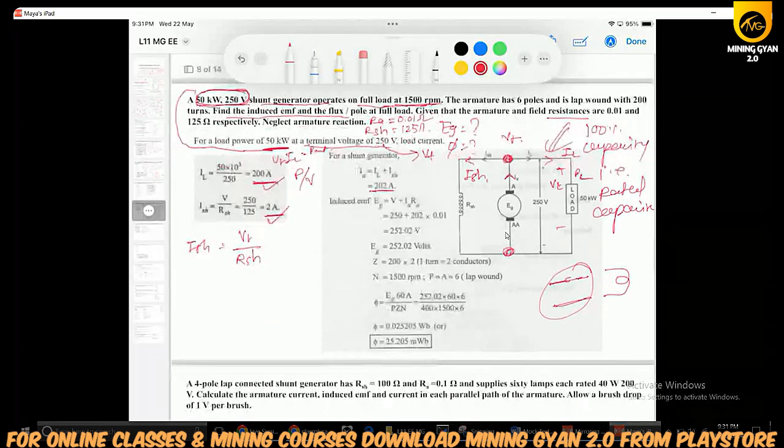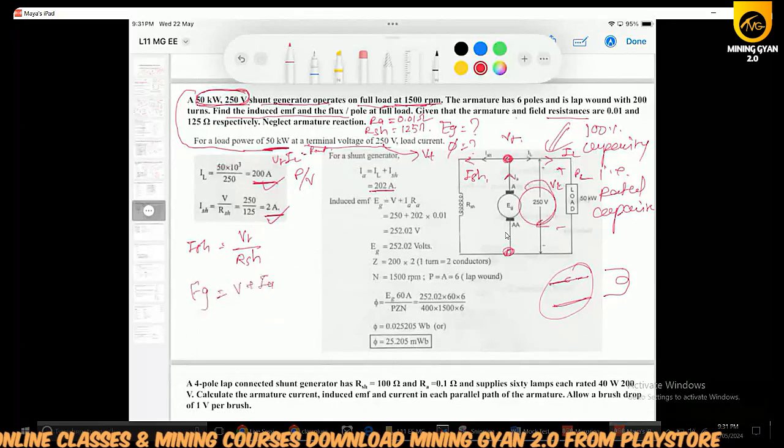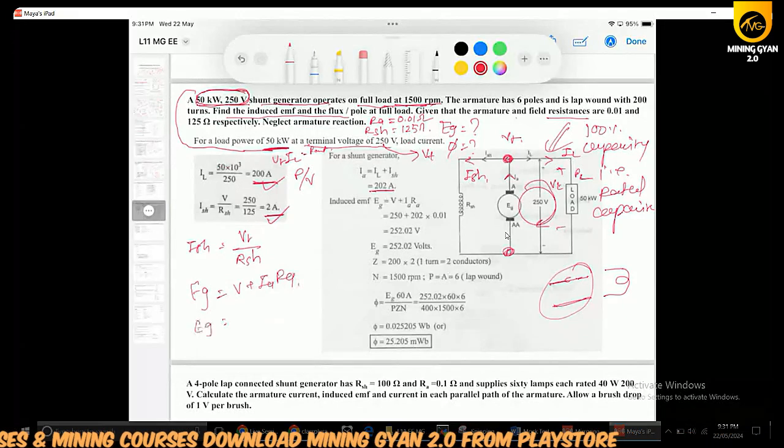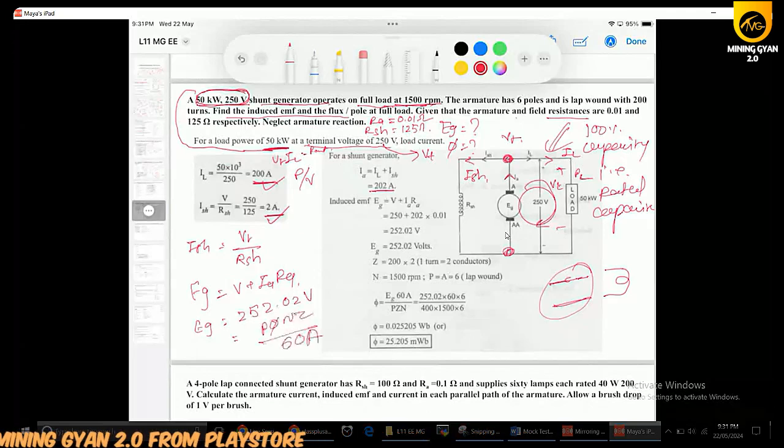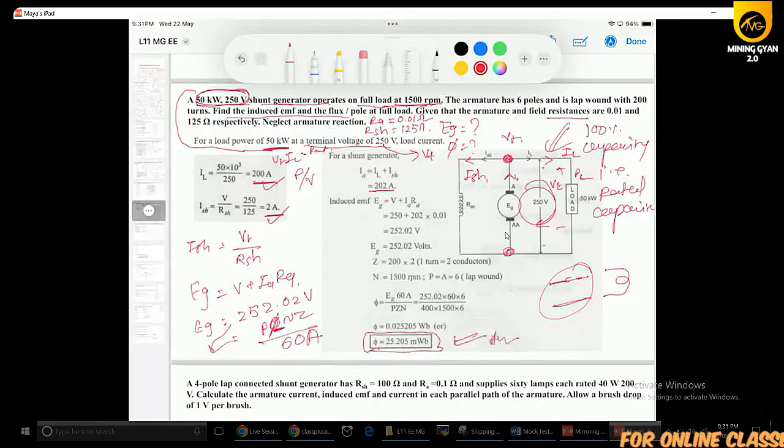After that, you can apply the KVL equation in this loop. Because the current is flowing in this direction, EG will be Vt plus IA RA. Then you will get EG equals 250.02 volts, and this equals PhiNZP by 60A. You just put this value here, and then you can calculate the value of the flux per pole, and that will be 25.205 milliwebers, and this is the answer.